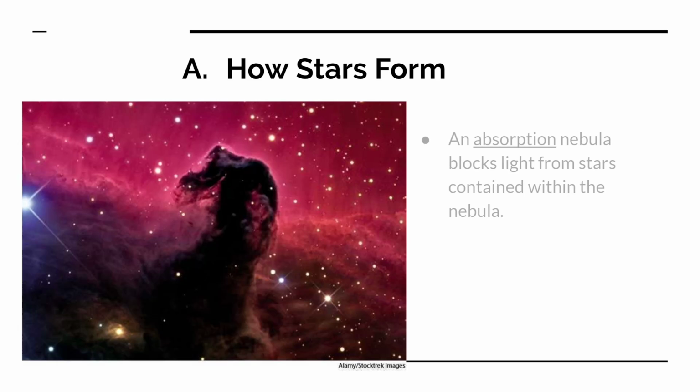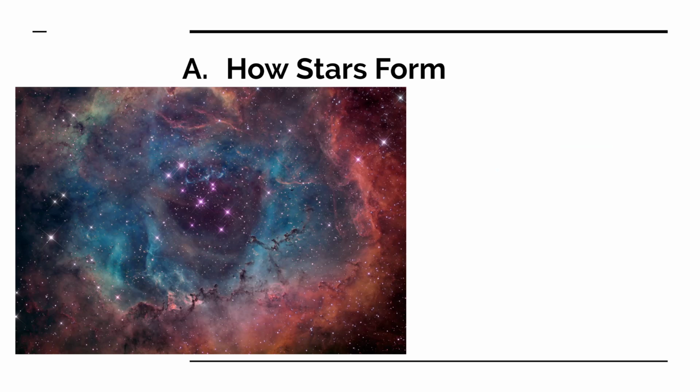Speaking of the really pretty ones. Now we learned about the different spectrums, and the reason why we learned the different spectrums earlier is so we know what we're talking about here. An absorption nebula blocks light from stars contained within the nebula. So there might be stars inside of that gigantic cloud of gas and dust, but we can't see it because it's absorbing the light.